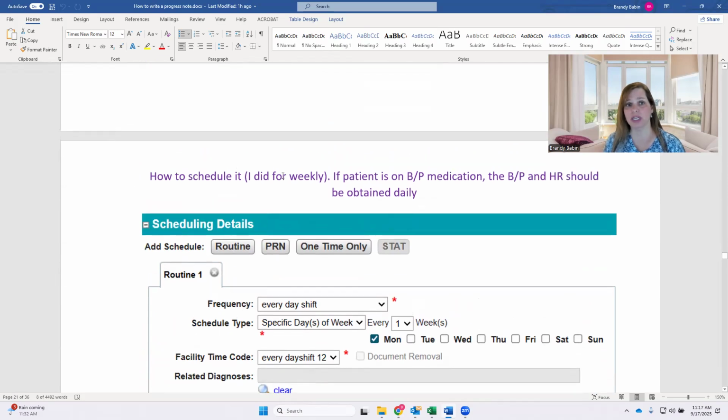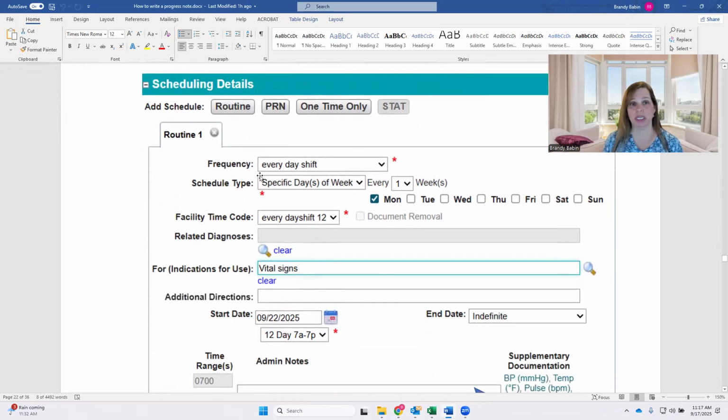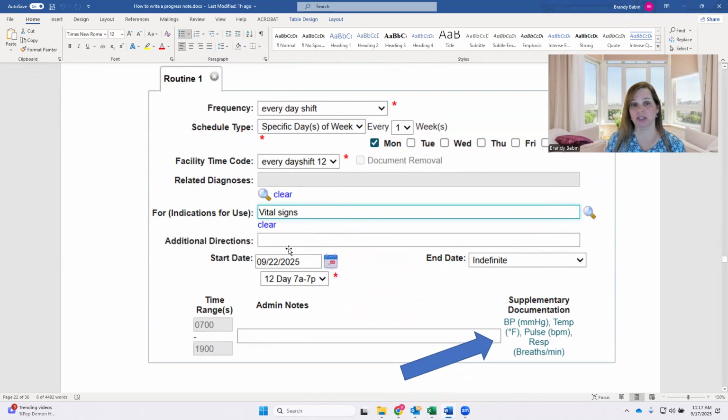So how to schedule it? I do it weekly. If a patient's on a blood pressure medication, the blood pressure and heart rate should be obtained daily, in my opinion. It doesn't have to be, but that's in my opinion. So I just went to a routine. I did every day shift instead of a time. I did specific days of the week. I always do Monday so that if they didn't get it by Monday, I can get it by Tuesday. Don't ever do it on the weekends because those don't get done. And don't put it on a Friday because if it doesn't get done, then it really won't get done all weekend long. I just put vital signs here.